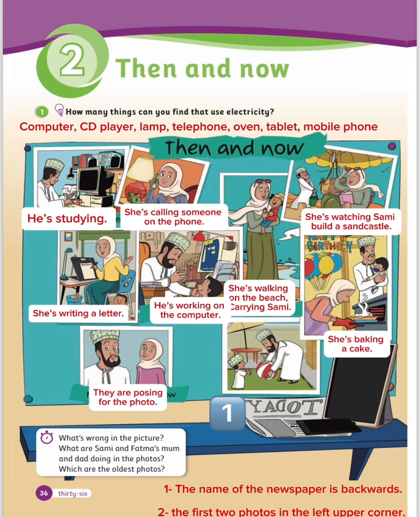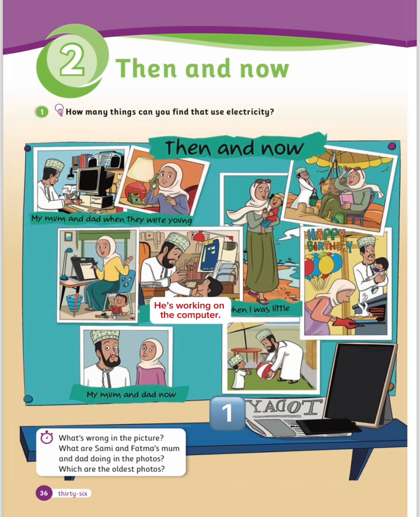They are posing for the photo. He is playing in the garden. He is throwing a ball. Number 3. Which are the oldest photos? The first 2 photos in the left upper corner.